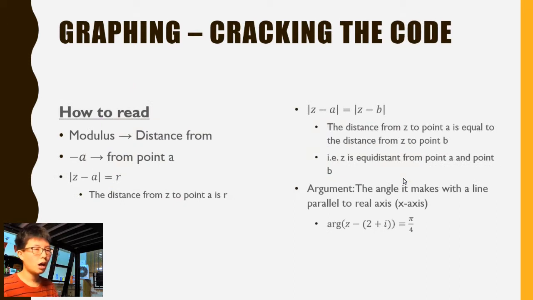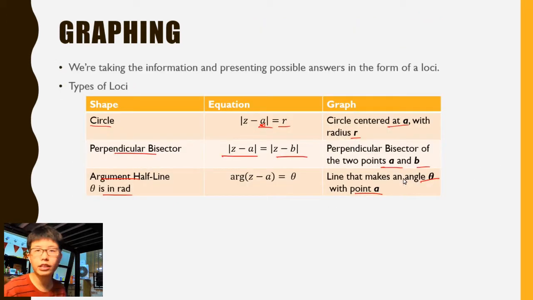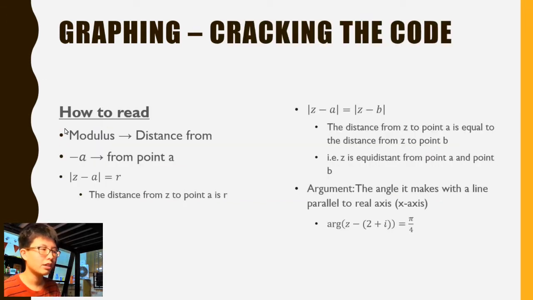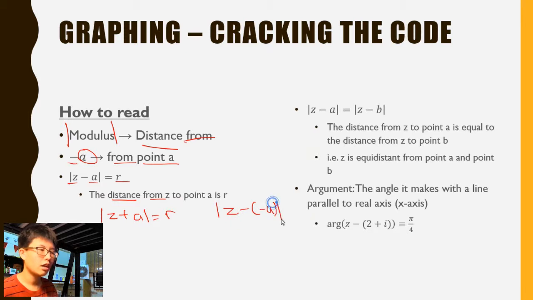Just now I said that just because it's a modulus, it doesn't guarantee that you're going to get a circle. So I'm going to show you how to read it in a way that makes sense. When I see modulus, the two vertical lines, I read it as distance from. And when I see a minus sign and A, which is a constant, I say from point A. So it says the distance from Z to point A is r. If I see something like modulus of Z plus A equals r, you have to change it to the proper form, which is Z minus negative A equals r. So I would say the distance from Z to the point negative A is r. I always have to change it to the form of Z minus something.